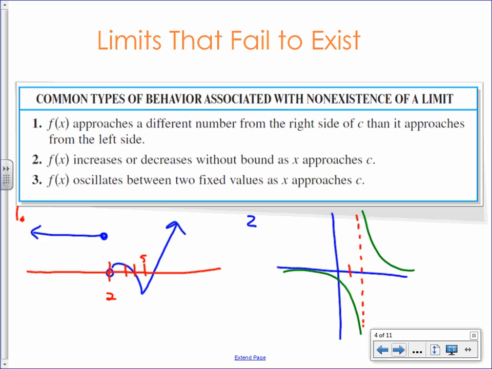If we have a limit that fails to exist, I want you to write DNE. Does not exist. Done. Without the O.